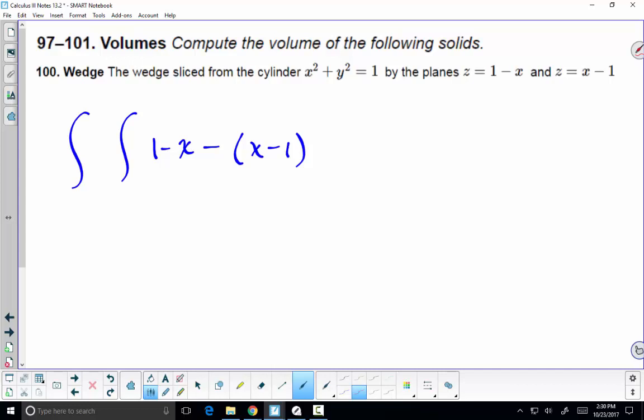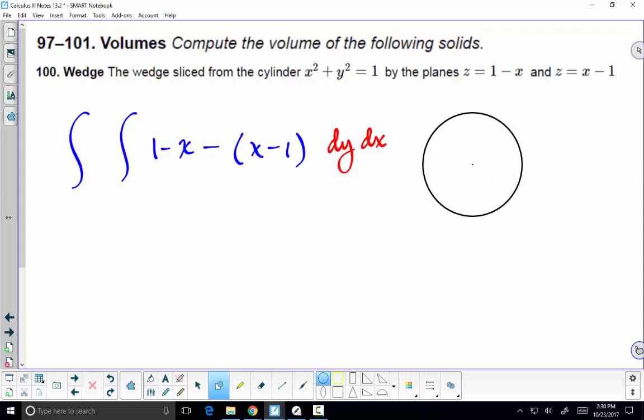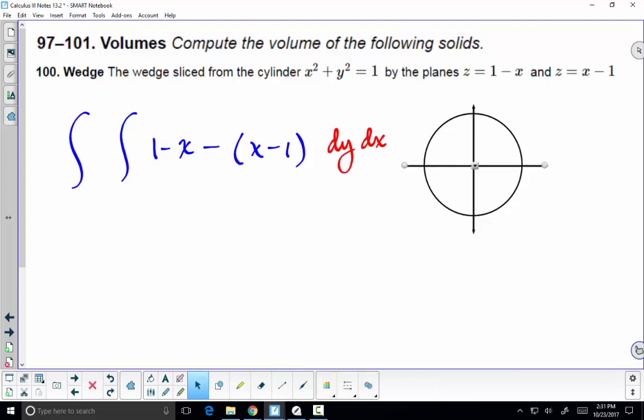Now, when we look at our domain, it's a pesky circle. And that is problematic in the sense that regardless of whether we choose a horizontal or a vertical element, we still have some shenanigans going on. So if we choose a vertical element, we have to go from the lower edge of the circle to the upper edge of the circle, which is kind of a hassle. Why? Because we have square roots.